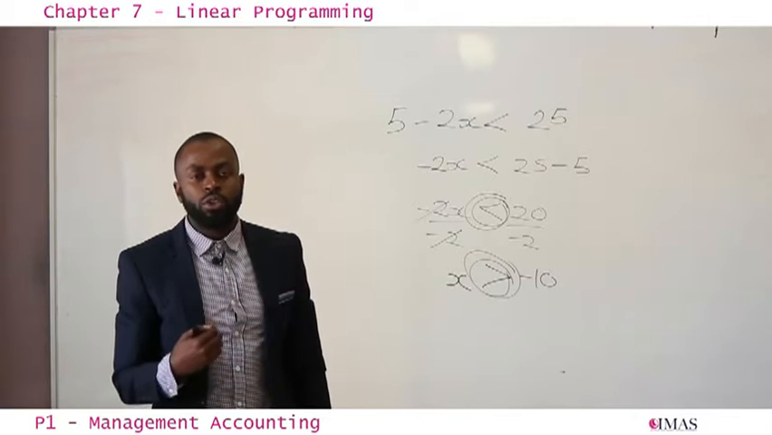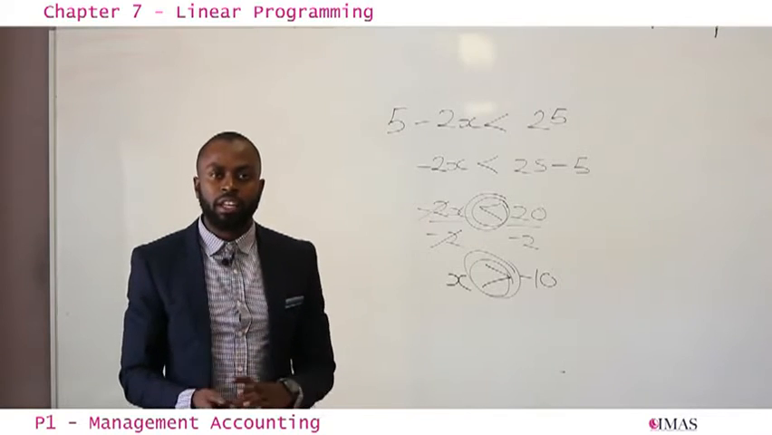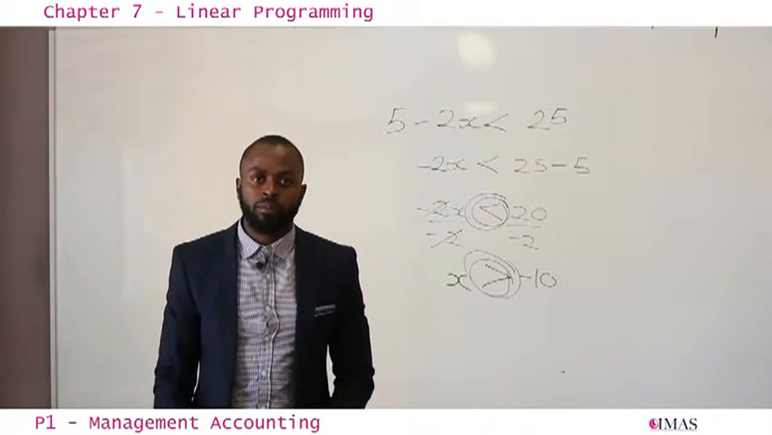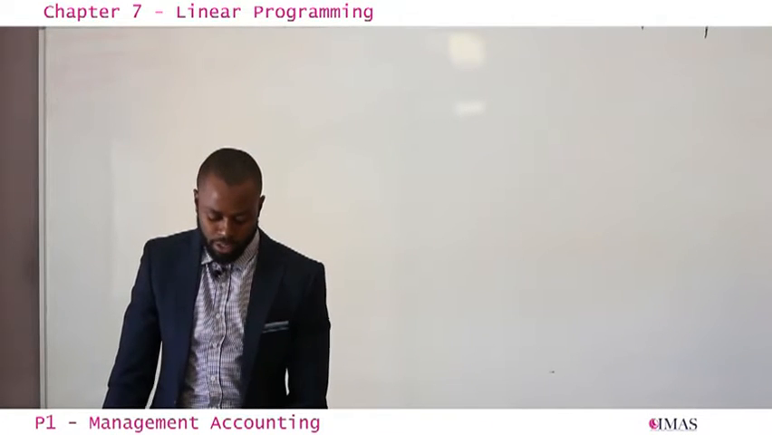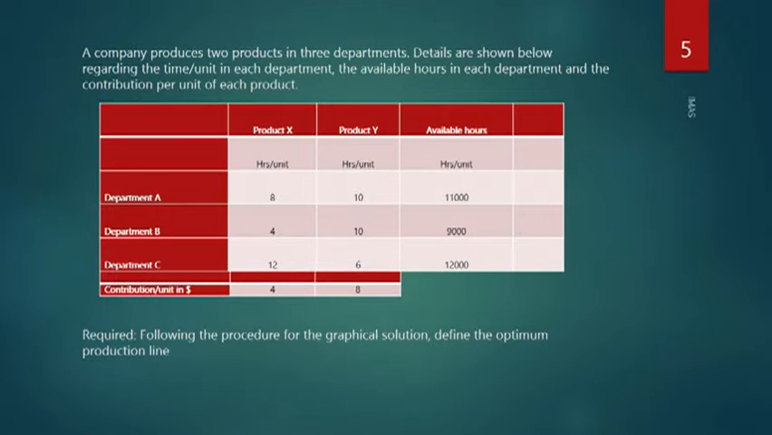Now we need to look at how we apply the maths in a linear programming question. We're going to use slide number 4. The question reads: a company produces 2 products in 3 departments. Details are shown below regarding the time per unit in each department, the available hours in each department, and the contribution per unit. Required: following the procedure for graphical solution, define the optimum production line.